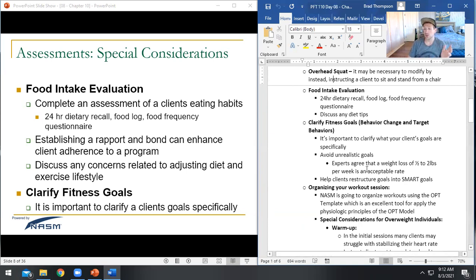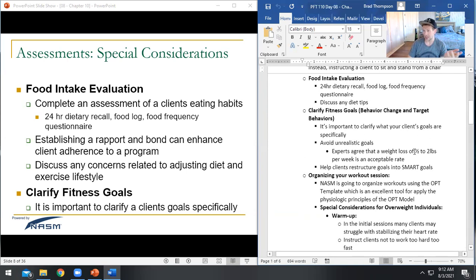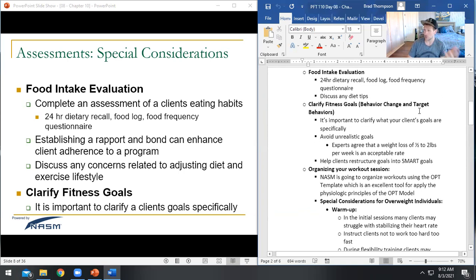So one of the other things you're also going to do is have a lot of desk time sometimes with certain people. It depends on how much of the nutrition coaching aspect you are going to have in this. Which, if it's a weight loss client, we know that abs are made in the kitchen, right? So you're probably going to do a food intake evaluation. Most commonly, you're going to probably do a 24-hour dietary recall.